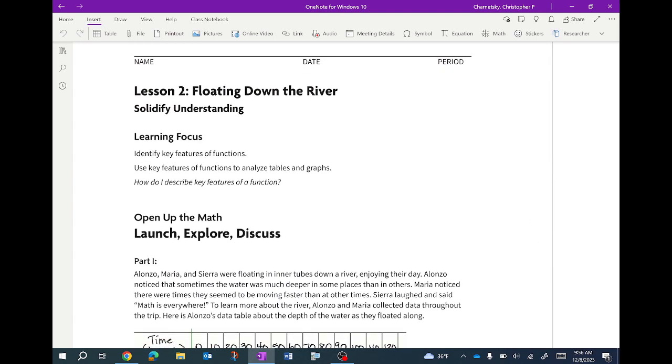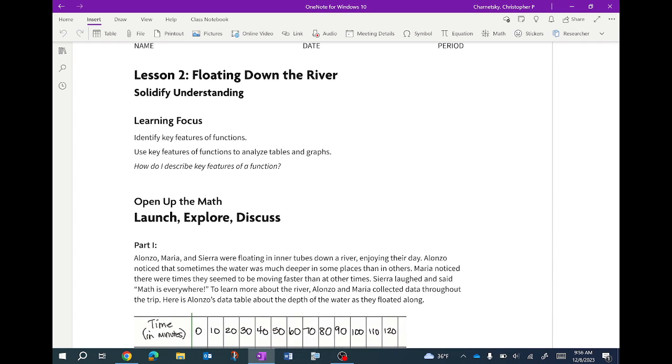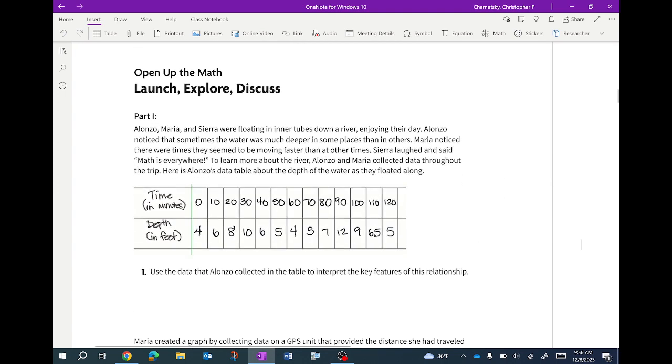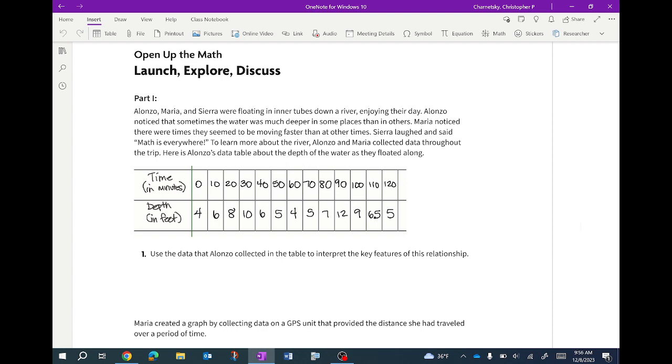And we're going to take a look at key features of some tables and graphs here. So, in this first situation, we have Alonzo, Maria, and Sierra floating in inner tubes down a river. And Alonzo is taking some measurements of the depth of the river as they are floating down. So for the 2-hour trip, he's measuring at different intervals what the river depth is.